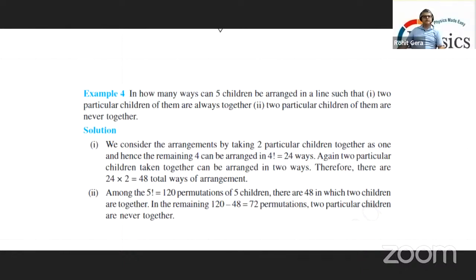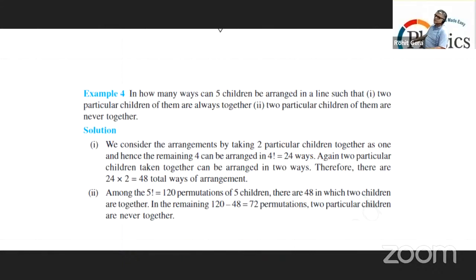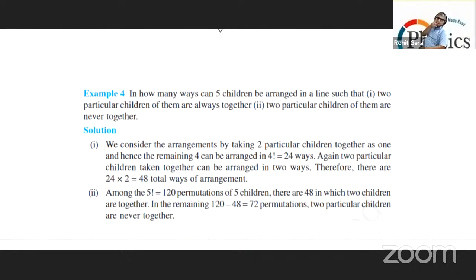So in the solution, particular children have to be together. So you will treat them as one bucket. Two children. So 4 factorial into 2 factorial. In how many ways can 5 children be arranged in a line so that two particular children of them are always together? So they become one. So in all you become 4 children. So 4 factorial, and those 2 children can be interchanged as 2 factorial. So 4 factorial into 2 factorial.